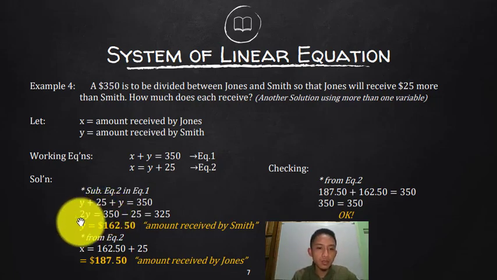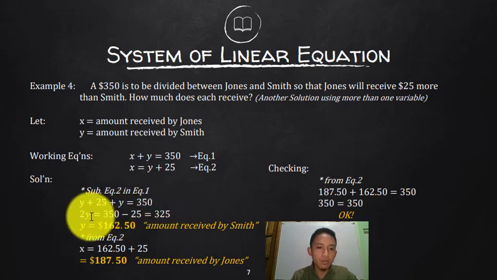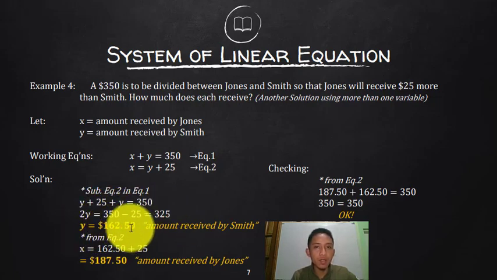So Y plus Y is 2Y. 25 will go to the other side as minus. So 350 minus 25, that is 325. So 2Y is equal to 325. Divide both sides by 2. You will have Y equals 162.5.